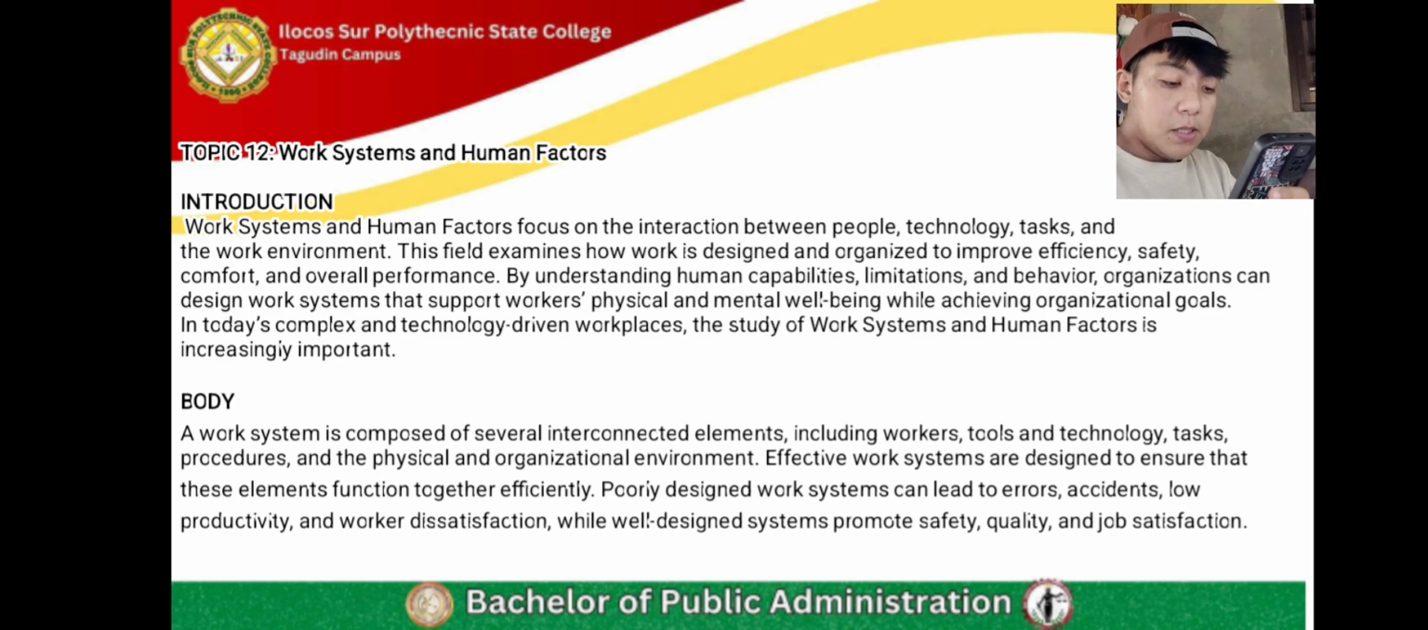Topic 12. Work systems and human factors. Body. Work systems and human factors focus on the interaction between people, technology, tasks, and the work environment. This field examines how work is designed and organized to improve efficiency, safety, comfort, and overall performance. By understanding human capabilities, limitations, and behavior, organizations can design work systems that support workers' physical and mental well-being while achieving organizational goals in today's complex and technology-driven workplaces.